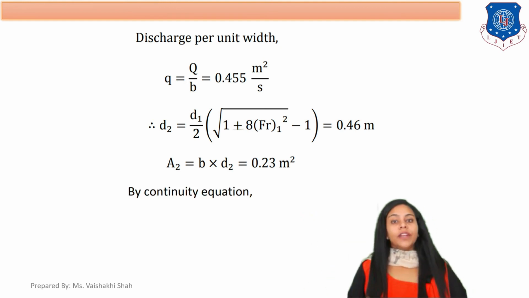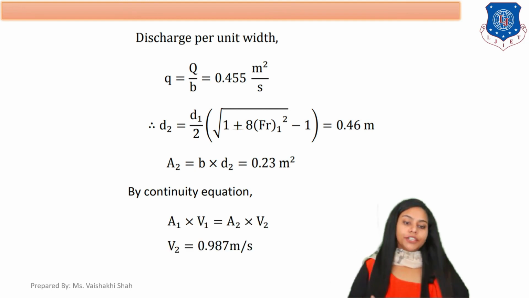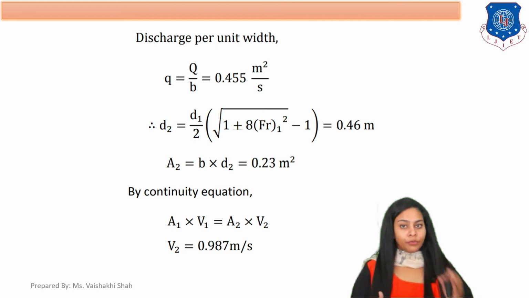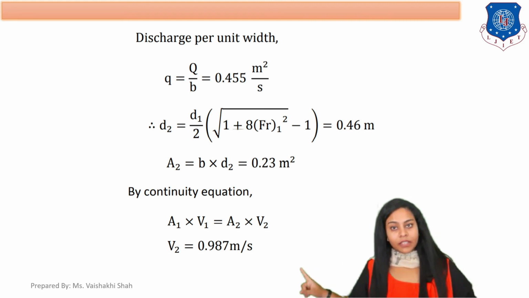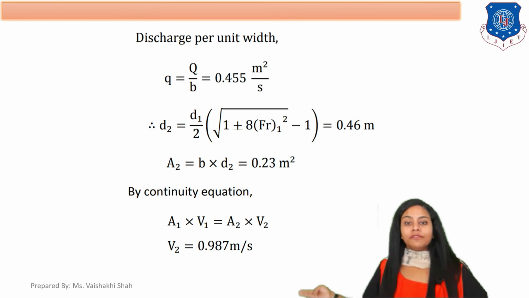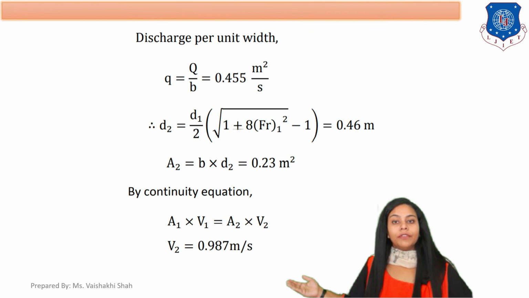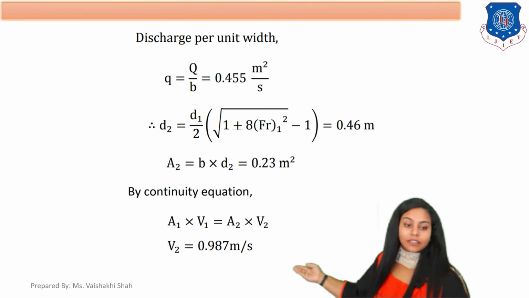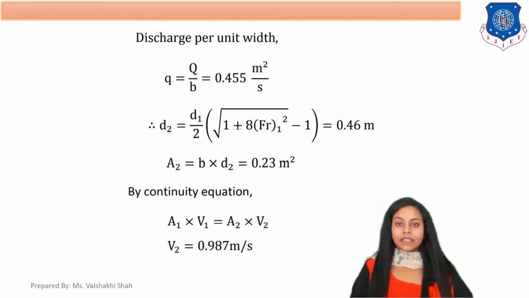Now, as we know the continuity equation, A1 V1 equals A2 V2. Now, we have all the values A1, V1 and A2. So, here the unknown is V2. You can find V2 by placing all the values of A1, V1 and A2. So, your final answer for V2 is 0.987 meter per second.